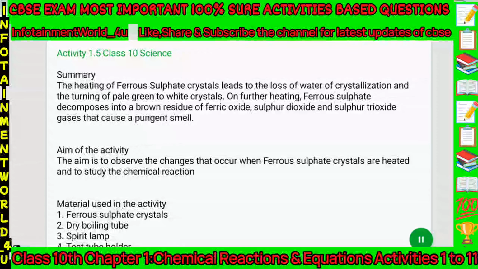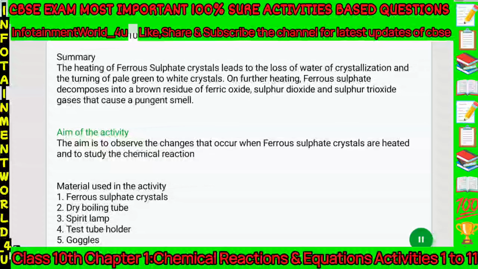Activity 1.5, Class 10 Science. Summary. The heating of ferrous sulfate crystals leads to the loss of water of crystallization and the turning of pale green to white crystals. On further heating, ferrous sulfate decomposes into a brown residue of ferric oxide, sulfur dioxide and sulfur trioxide gases that cause a pungent smell.